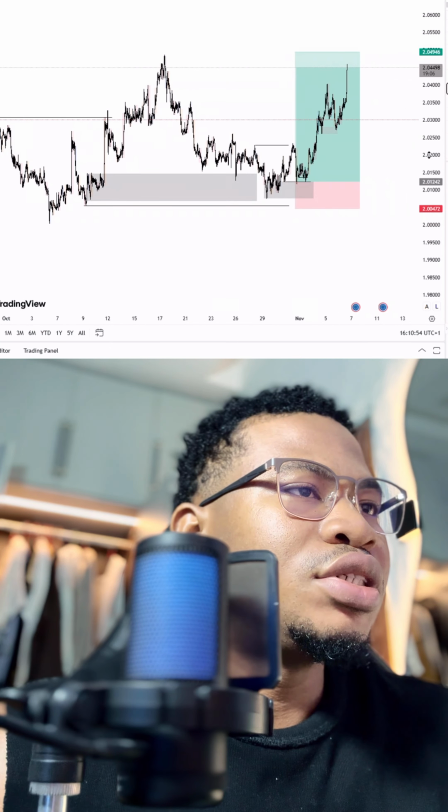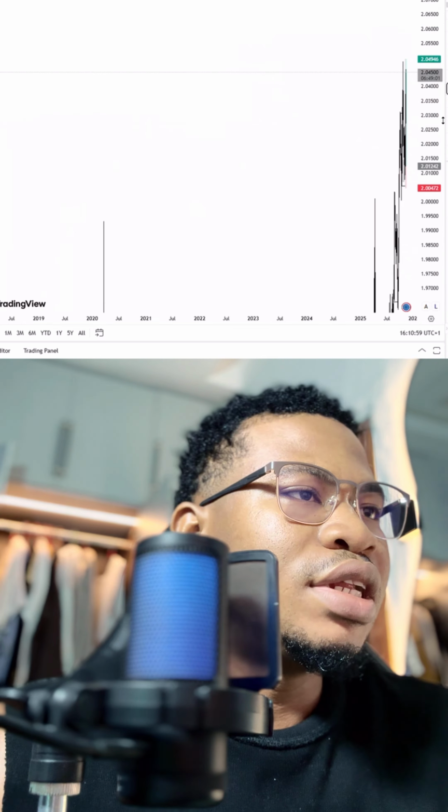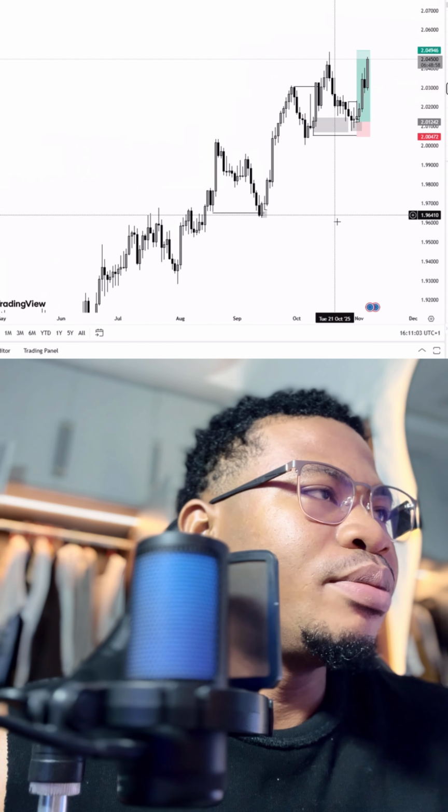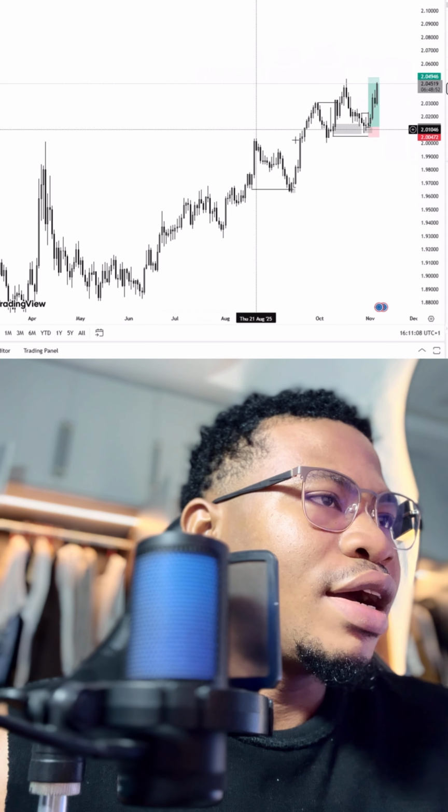So let's get to the breakdown of this trade. How did I catch this trade? First of all, I usually make use of the higher time frame. So I went to the daily time frame, and as you can see from the daily time frame, this particular pair is very bullish, judging from the higher lows and the higher highs that we've been making.